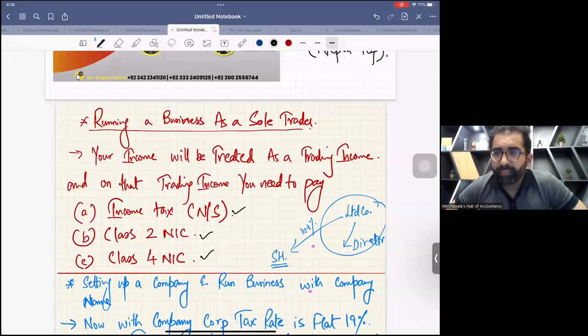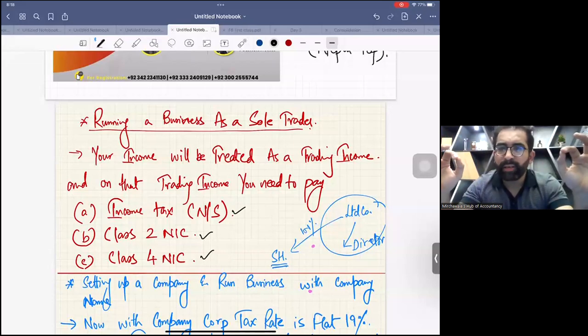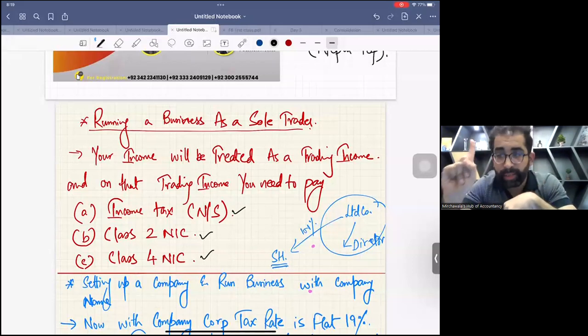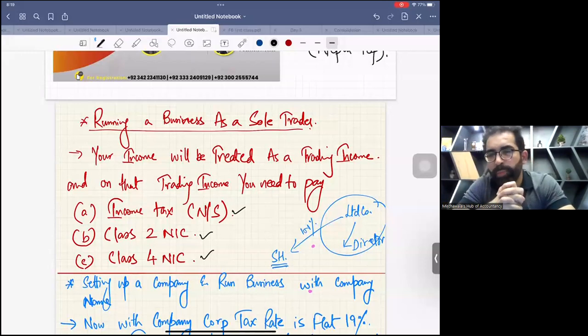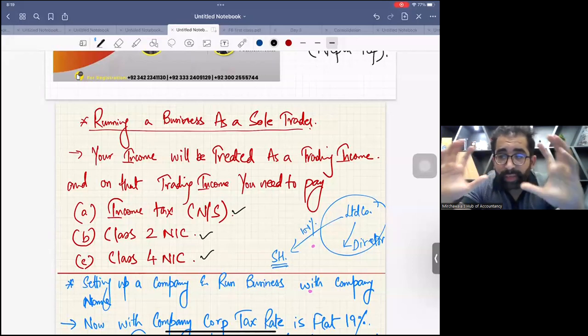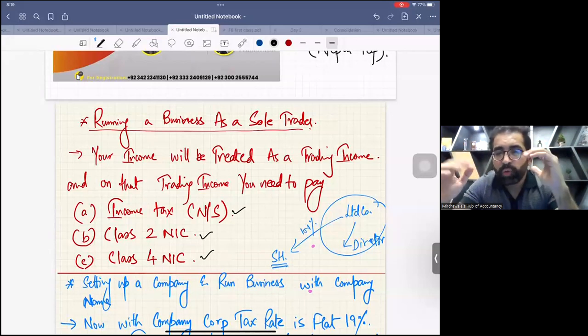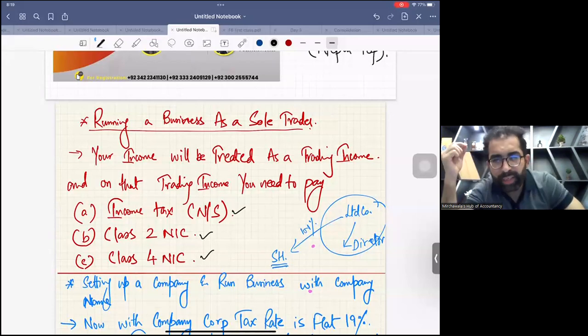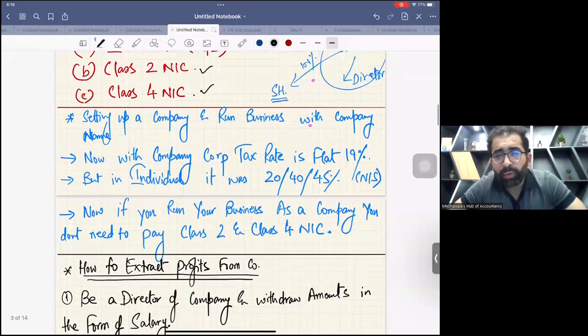So I repeat, let us say in the UK, you are a businessman running your business as a sole trader. So this income will be a trading income. And on trading income, you have to pay number one, income tax. Number two, Class 2 NIC and Class 4 NIC. These three things you have to pay. Okay. Now, right now we are here for doing tax planning. So you just think about this issue: how to reduce your tax. So suddenly something popped up in your mind, one idea: why don't we run this business as a limited company? So now you can do it.